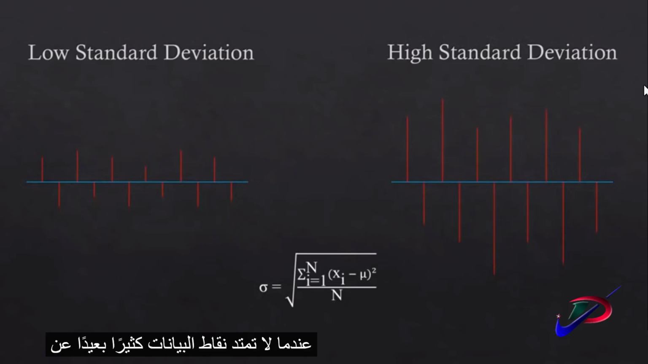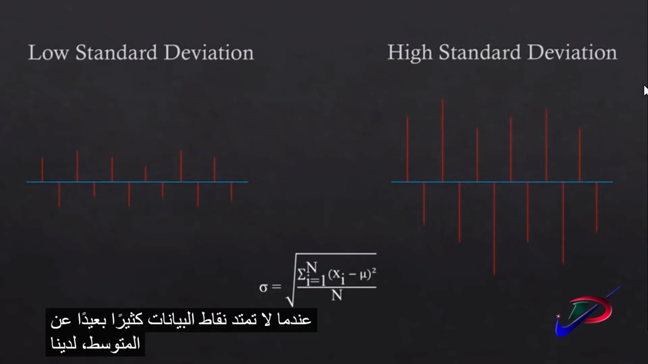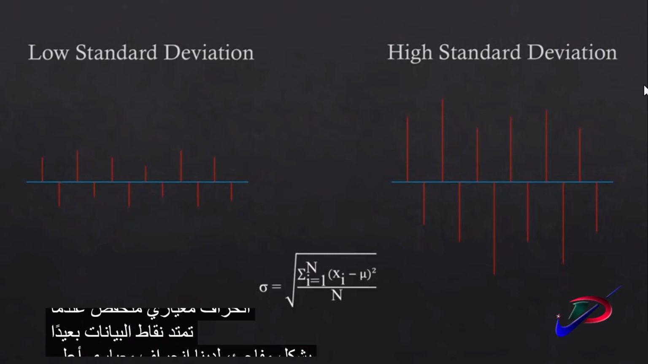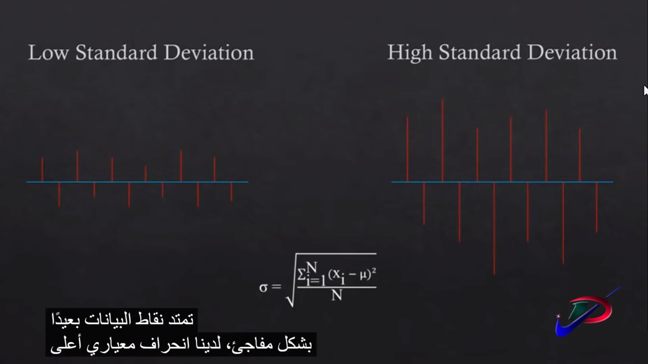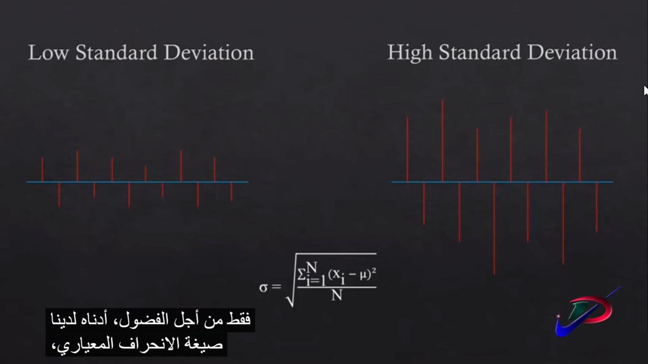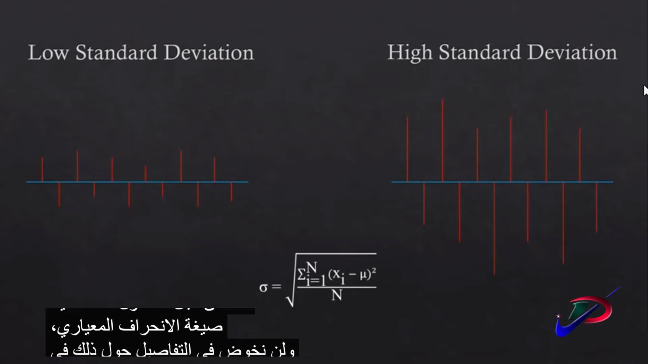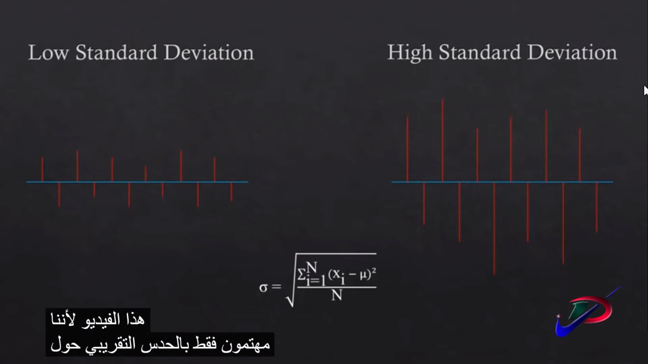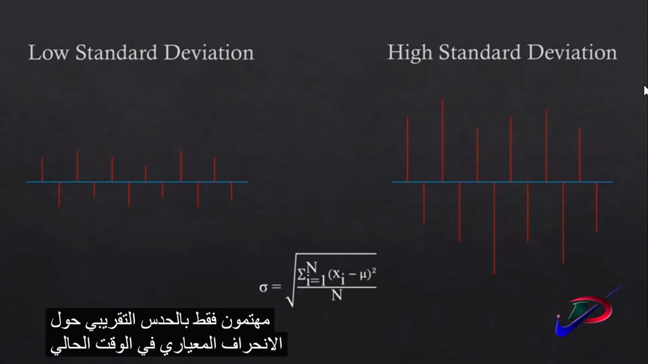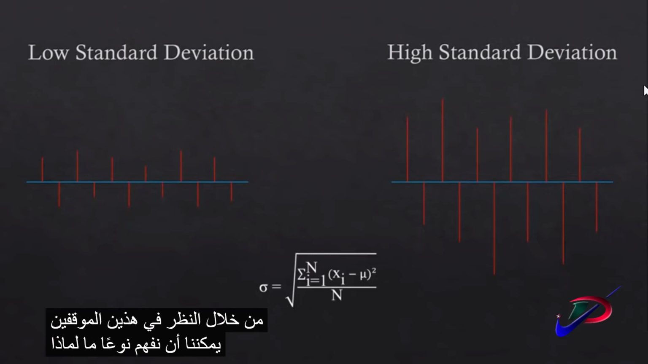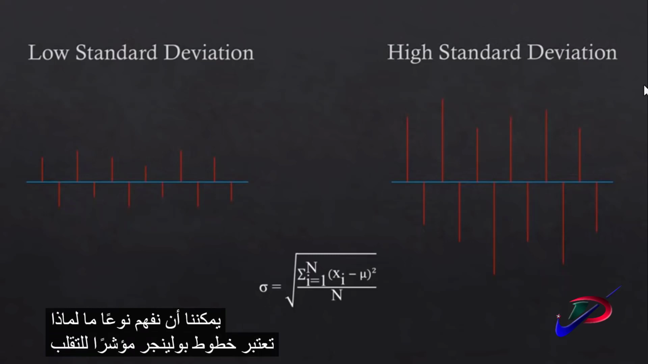When data points don't stretch too much away from the mean, we have low standard deviation. When the data points do stretch away more abruptly, we have higher standard deviation. Just for curiosity, below we have the formula for the standard deviation, but we are not going into detail on that in this video since we are only interested in the rough intuition about standard deviation for now. By looking at these 2 situations, we can sort of understand why the Bollinger Bands is a volatility indicator.